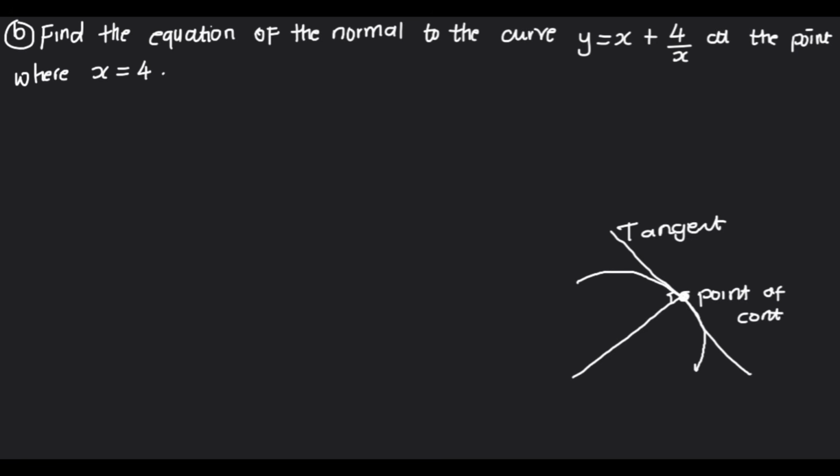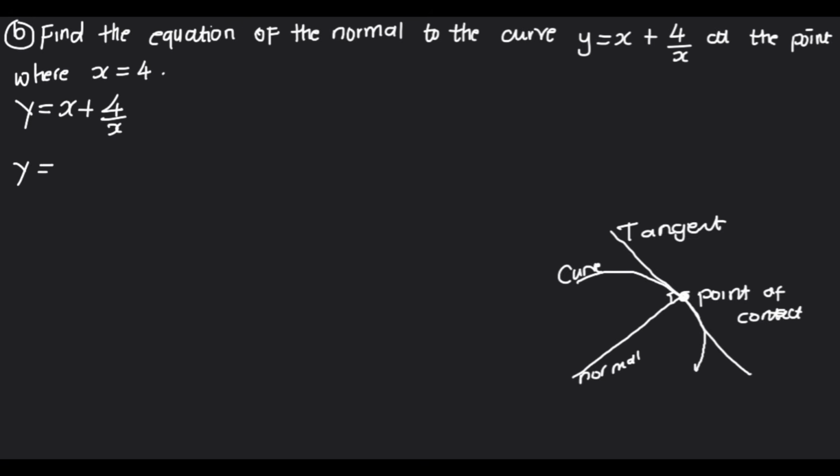So what you need to know about the point of contact is these three share the coordinates at the point of contact. So the coordinates of the curve and of the tangent and of the normal, they are the same at the point of contact. Now from the point of contact, you only have x is equal to 4. So what we are going to do is we'll first begin by, let's find y. So for us to find y, we use the original equation. So x plus 4 over x.